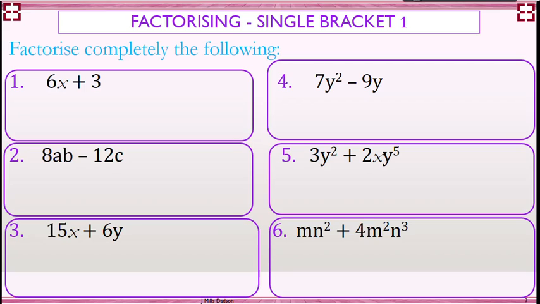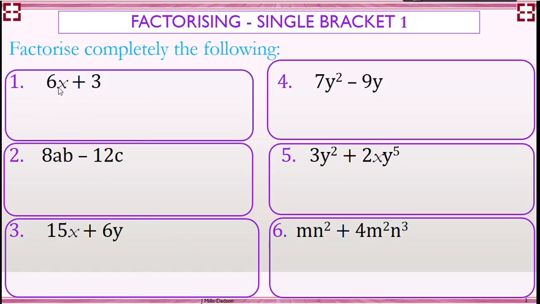Right, so in this particular example, we'll be focusing on factorizing using single brackets. These are all questions that you can only factorize using single brackets. The first three examples are situations where you can only factor out a number because there are no common letter terms, and the second set is where you can factor out letters because there are no number terms. Then we'll look at the combination of both number and letters.